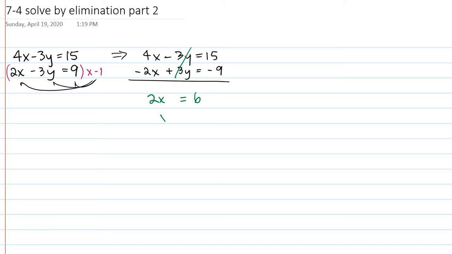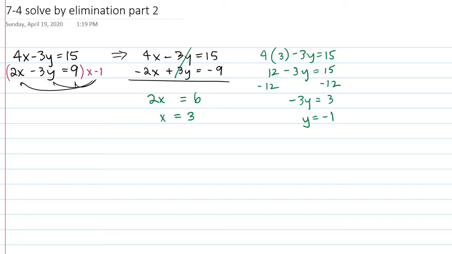We can divide by 2 on each side, and we get x equals 3. Then to complete the problem, we take that 3 and plug it back into one of the original equations. I'll use the first one. So 4 times 3 minus 3y equals 15. We end up with 12 minus 3y equals 15. Subtract 12 from both sides. I now have negative 3y equals 3, which means when I divide by negative 3, I get negative 1. So my final solution is 3, negative 1.